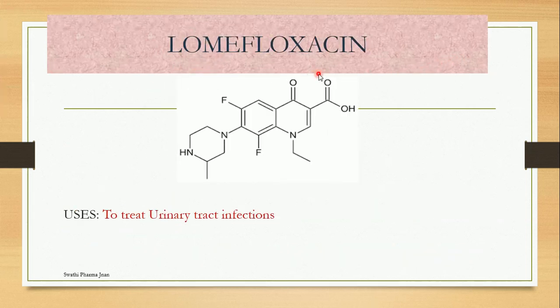Next structure is LOMEFLOXACIN. LOMEFLOXACIN contains an ethyl group at the first position, a carboxylic acid group at the third position, a ketone group at the fourth position, and it also has quinoline as the basic nucleus. The sixth position and eighth position contain two fluoro atoms. At the seventh position a methyl piperazine ring is attached.